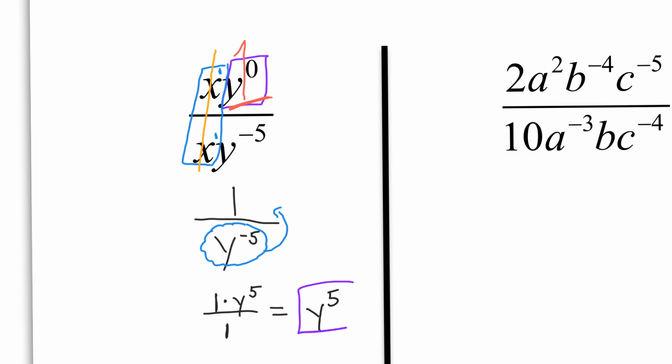So my answer is this. We don't need that 1 on the bottom, so you don't write it. And when you multiply, once again, 1 times y to the 5th is just y to the 5th.